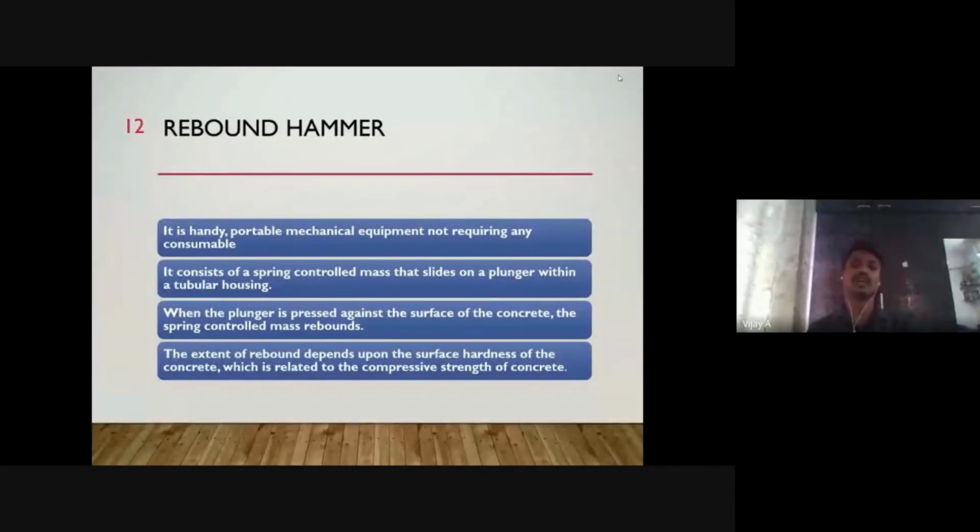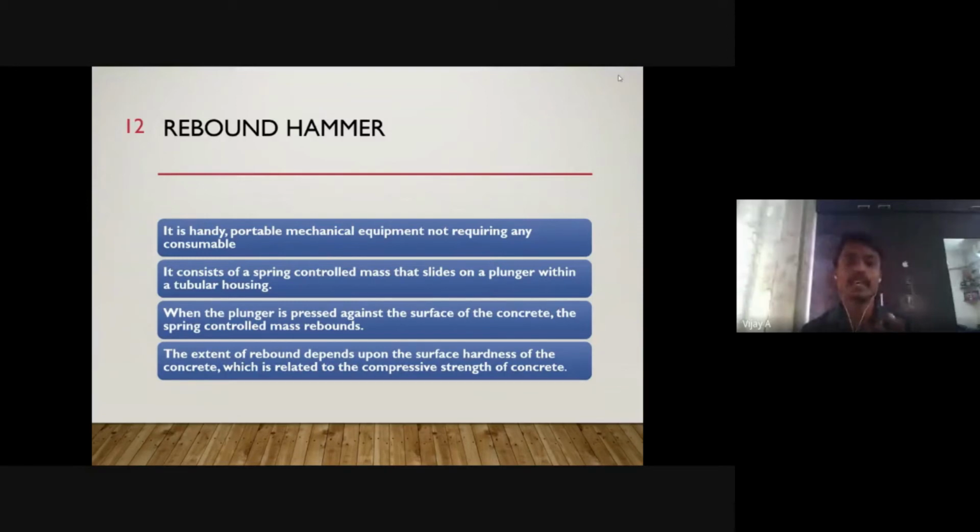Normally, we use NDT for strength assessment, and in strength assessment, the first point is the rebound hammer. Okay, the rebound hammer is very handy. Of course, it is a portable mechanical equipment, not requiring any consumables. You are not going to use any consumables, right? It consists of a spring-controlled mass that slides on a plunger within a tubular housing. When the plunger is pressed against the surface of the concrete, the spring-controlled mass rebounds.